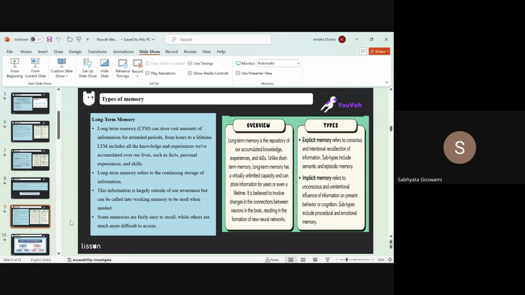Its subtype includes semantic and episodic memory, and implicit memory are those information and memories which are unconscious or unintentional. So it is those things which we can't verbalize very easily, things we are not very mindful about, but they just tend to happen naturally, right? And their subtype includes procedural and emotional memory.